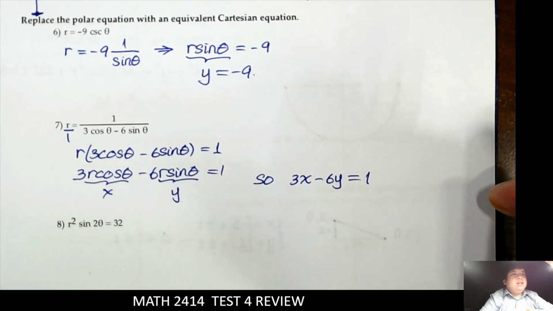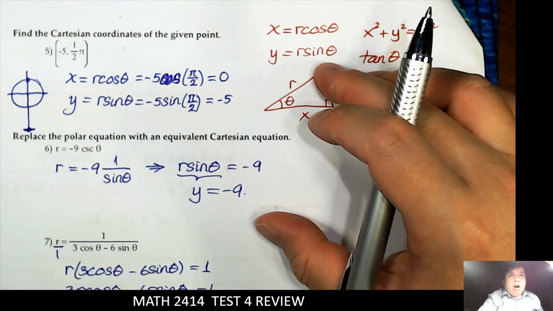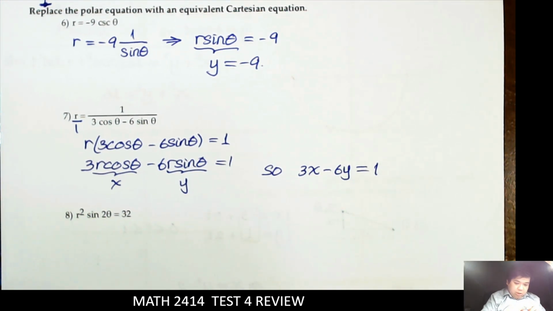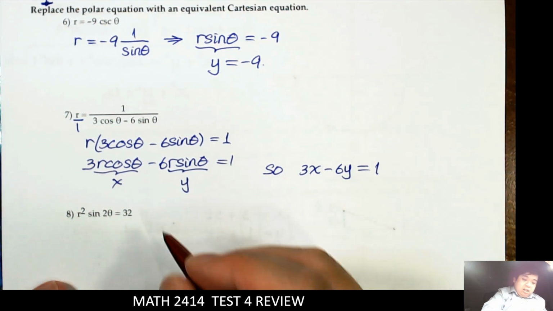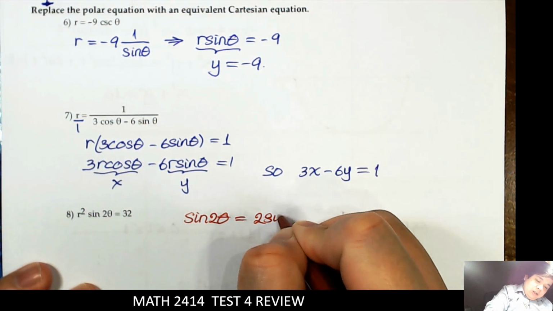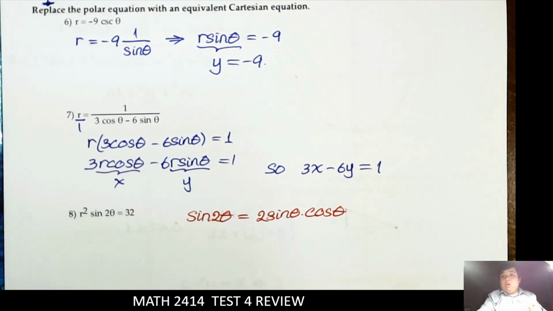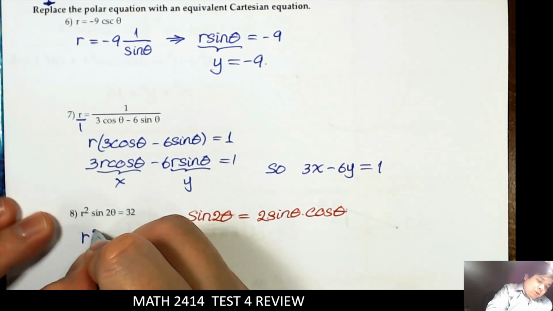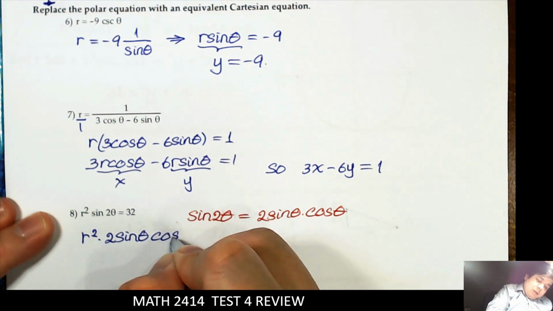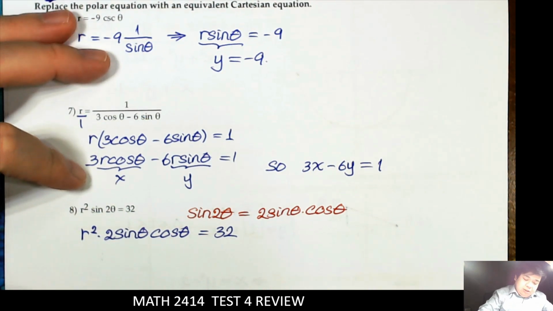Next we're going to have that. This is sine of 2 theta. Remember, we only have the r cosine theta and r sine theta. Here we have sine of 2 theta. So we use the trig identity, sine of 2 theta is 2 sine theta cosine theta. So we're going to use that. r squared times 2 sine theta cosine theta equal to 32. I would divide by 2 on both sides.